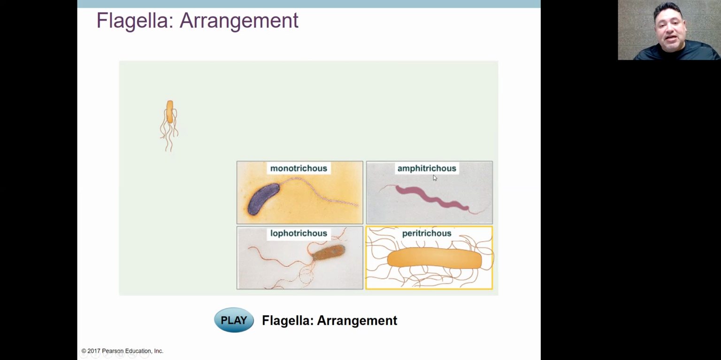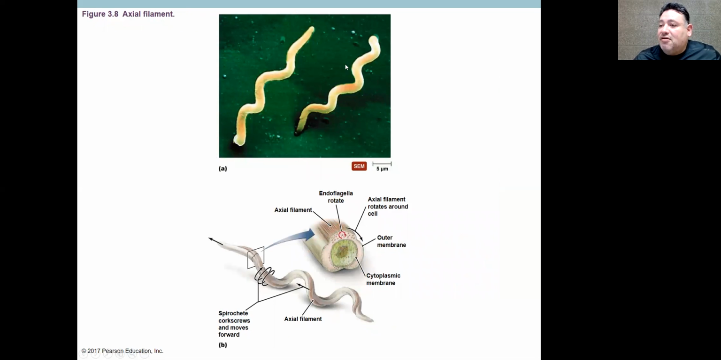And then the author introduces yet a fourth one. This is called amphitrichous. Amphi means both. Why? Because the flagella comes out of both ends of the microorganism. Helicobacter pylori and syphilis are like this. They have an amphitrichous flagella that spirals around the organism, and the way that the organism travels is by spiraling through the environment. Here's a better example of this. You can see even better.